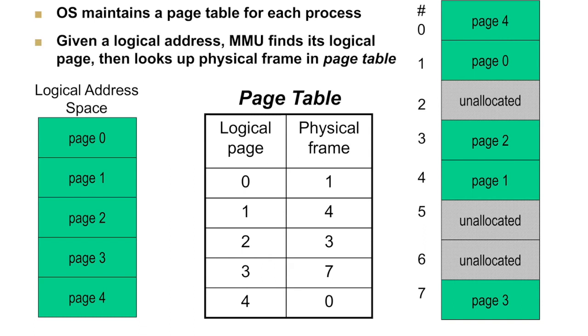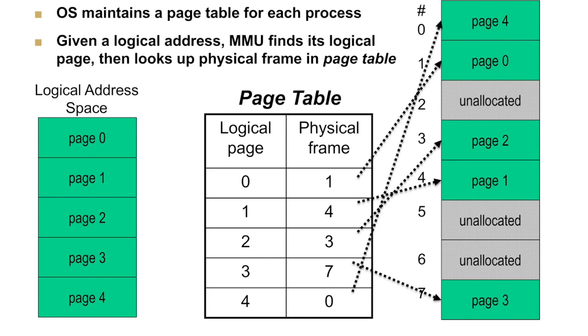So as you can see here, we can then just have the MMU, whenever we go to access something in logical page 0, automatically point us to that physical frame. And then likewise, if we went to get 1, it would point us to frame 4, and page 2 would take us to frame 3, etc., etc.